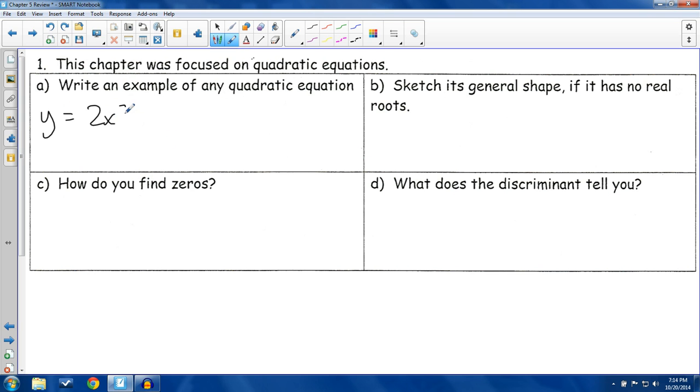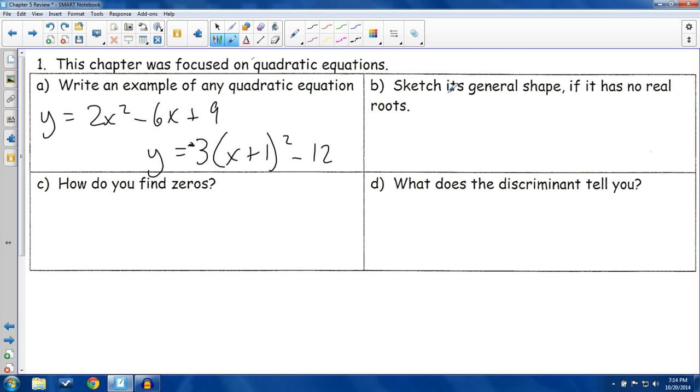Y equals 2x squared minus 6x plus 9. Good enough? I'll give you another quadratic equation. Let's do one in vertex form. Let's do y equals negative 3 times x plus 1 quantity squared minus 12. Okay. Cool. Sketch its general shape.